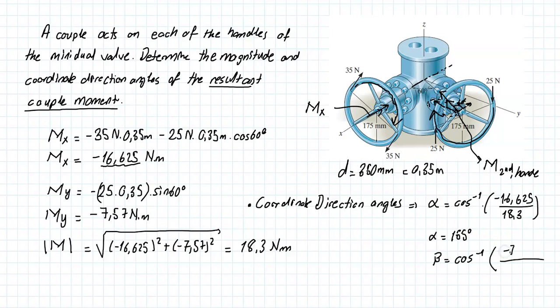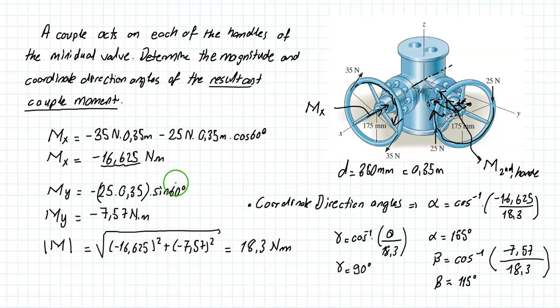and I find here beta to be 115 degree, and for the gamma I will have arc cosine of the z component over the magnitude. The magnitude of the z component is 0, there is no z component, over 18.3, and that's 90 degree. This is what I expect to find actually for the gamma angle.